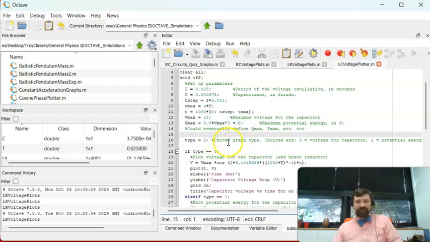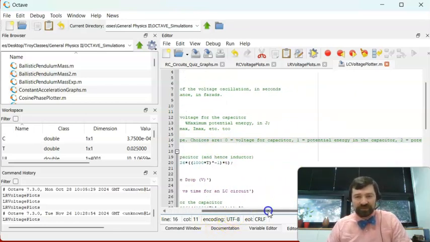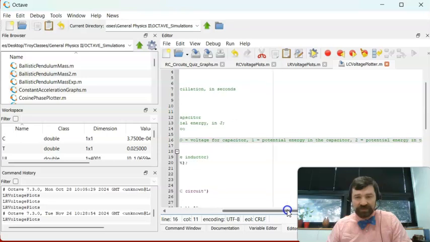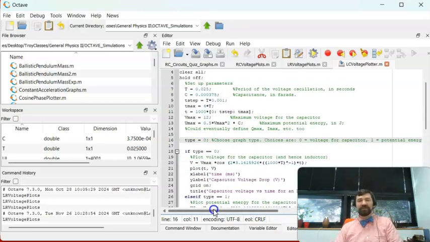Then I've set it up so that there are several different types of plot that can be generated. We could do the voltage for the capacitor, we could do potential energy for either of the capacitor or the inductor, we could do the charge on the capacitor, and we could do the current in the inductor.